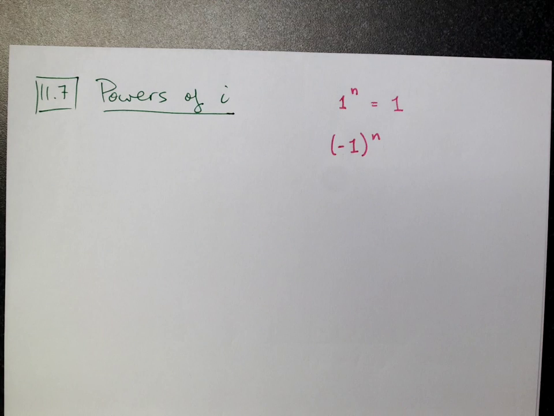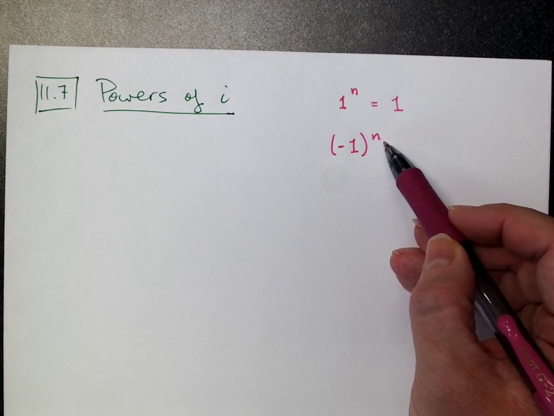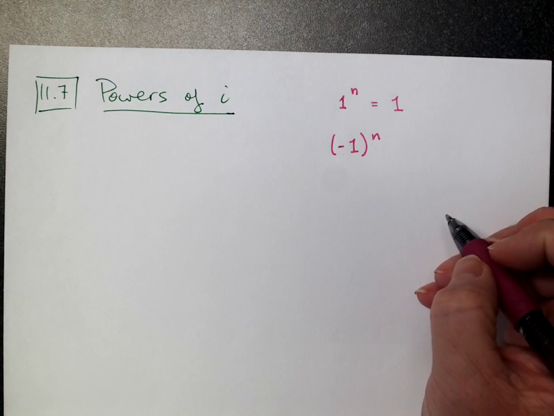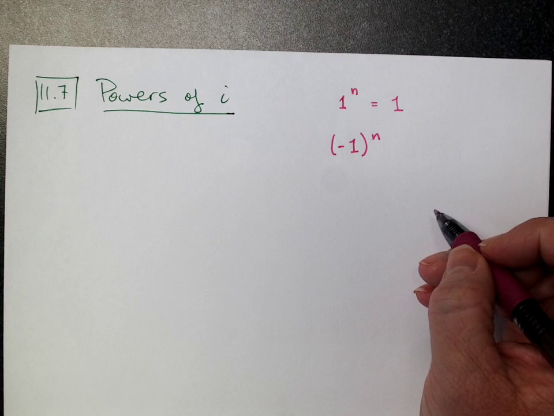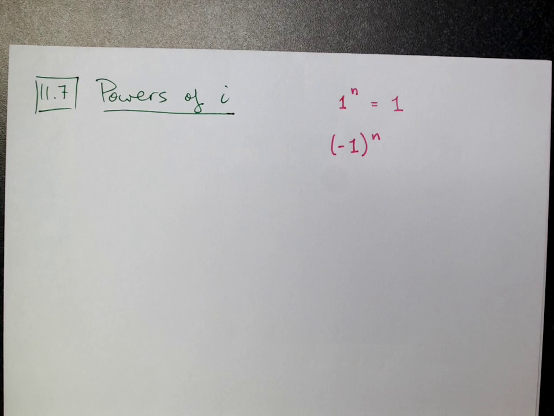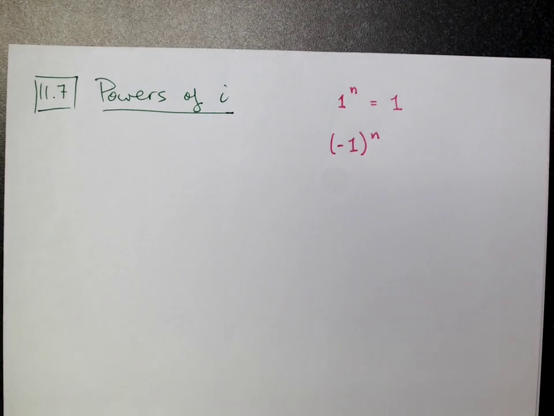-1 times -1 times -1 times -1, however many times. What's your answer going to be? Wouldn't it depend on if the exponent is odd or even? Exactly right. Sometimes you'll get a +1, but sometimes you'll get a -1.